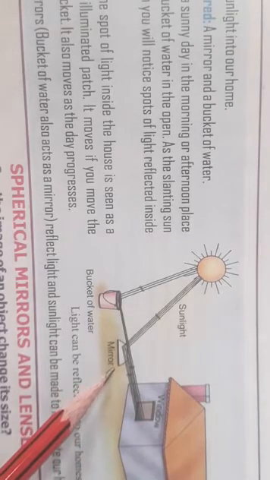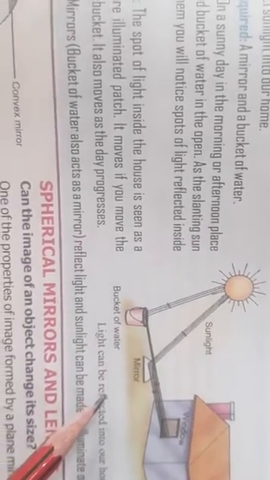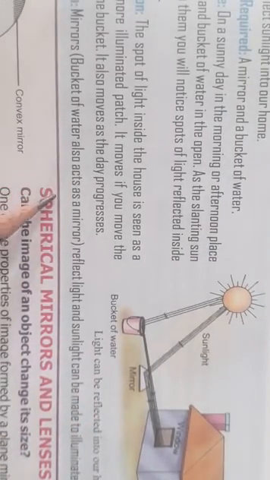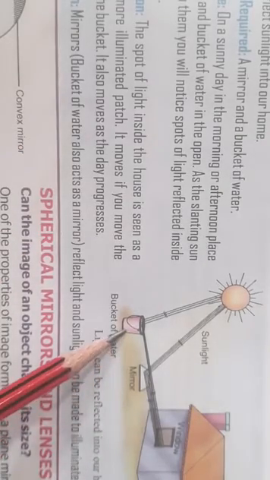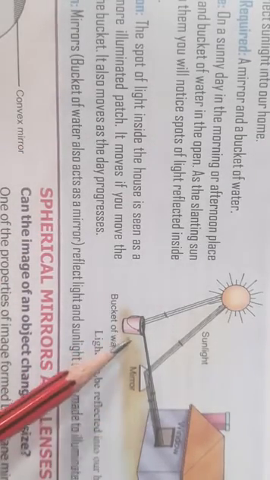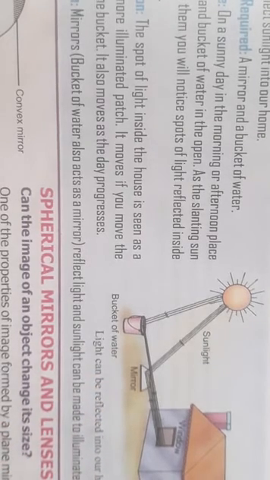Even if you take some steel plates, you must have seen that they shine. Your watches, they shine. So what is the conclusion? That the mirror or the bucket of water also acts as a mirror. Here the bucket of water is acting as a mirror. It will reflect the light, and sunlight can be made to illuminate our homes.